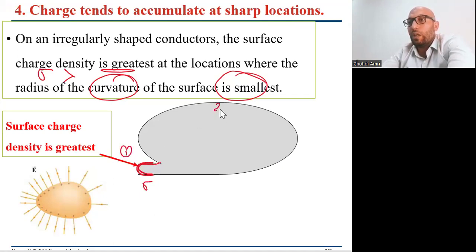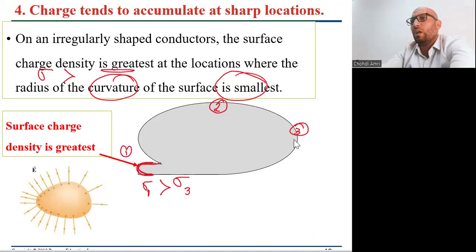Let's say this is sigma 1, this is location 2, and this is location 3. Sigma 1 is greater than sigma 3. Here we have a little bit sharp, but here a little bit small radius of curvature, but it's larger than the first one. But in this case, it's nearly flat. So it will be sigma 2.